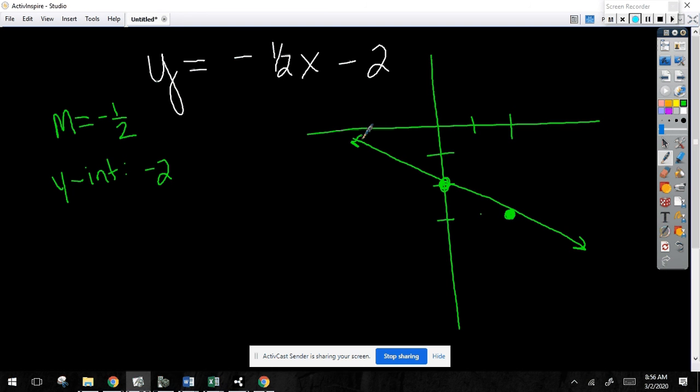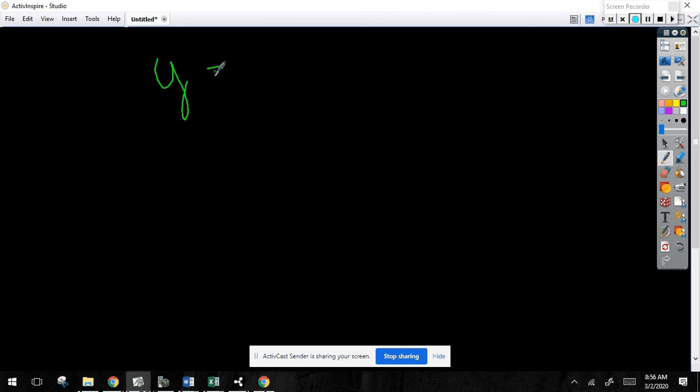Let's do another one. All right, graph it. First thing I want to do is look and say, what form am I in? Slope-intercept form, right? mx+b. Probably the easiest form to graph in. Not a lot of algebraic type stuff, not a lot of manipulation to have to do to graph in this form. I think that's why students like it so much.